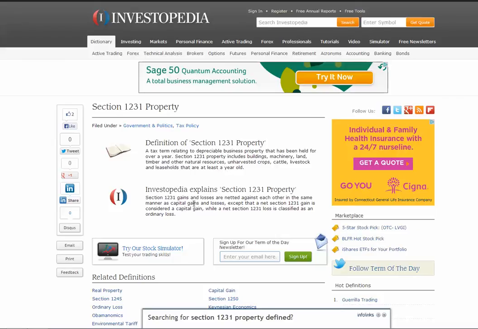Section 1231 gains and losses are netted against each other in the same manner as capital gains and losses, except that a net Section 1231 gain is considered a capital gain, while a net Section 1231 loss is classified as ordinary loss. So let's say you have one of these items in here.